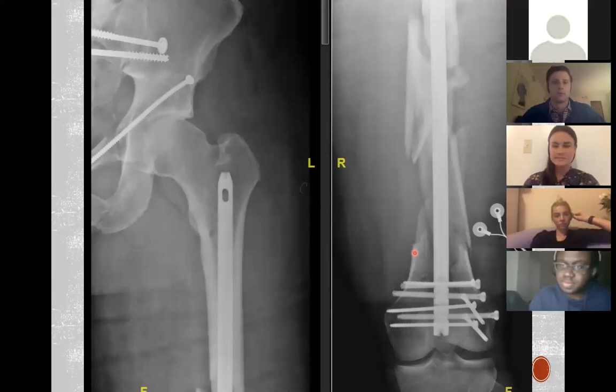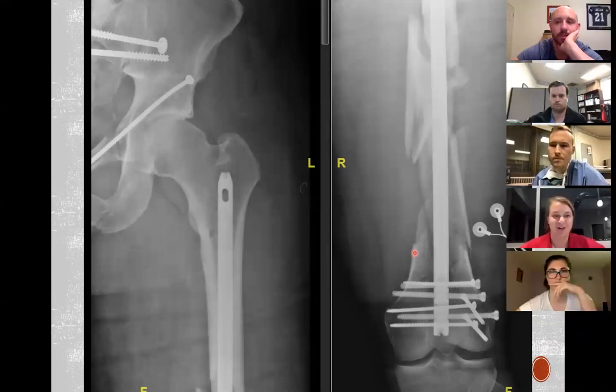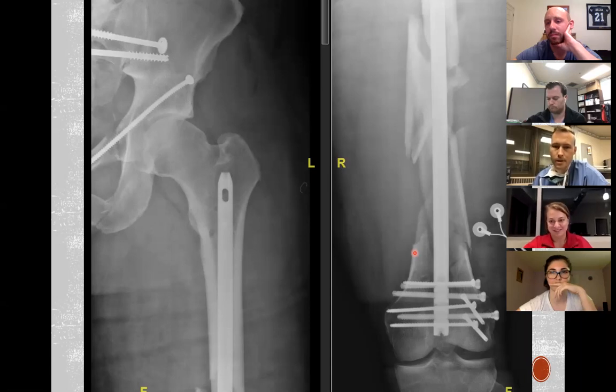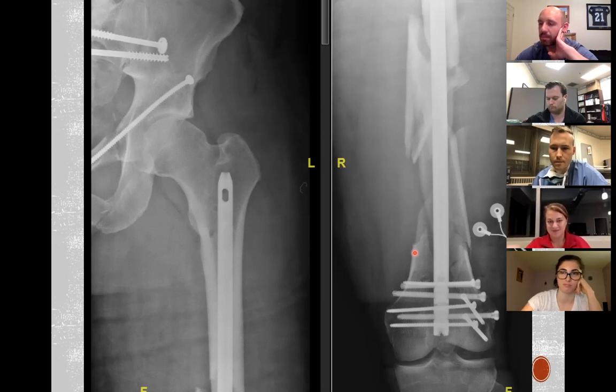I kind of have a question. I was just wondering, what do you tell a patient like this in terms of their time course for healing? Yeah, it's a great question, because this seems like a pretty severe injury. I don't know if it would be different. I'm happy to take that question if no one else wants it. Go ahead.